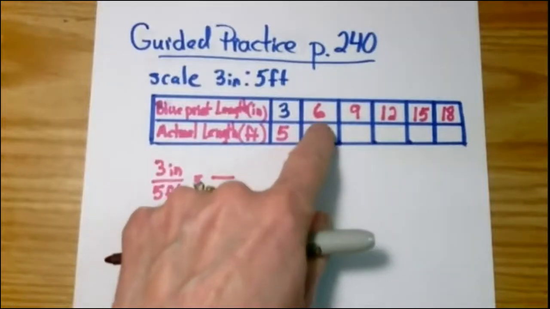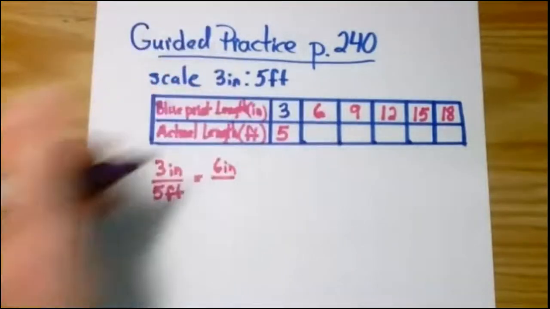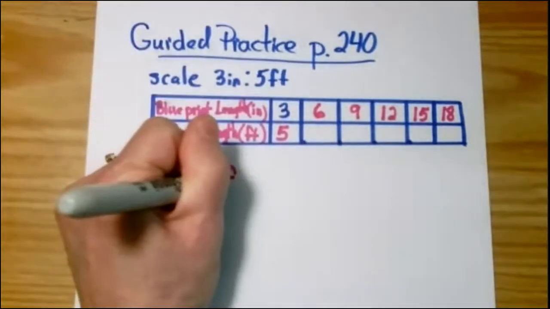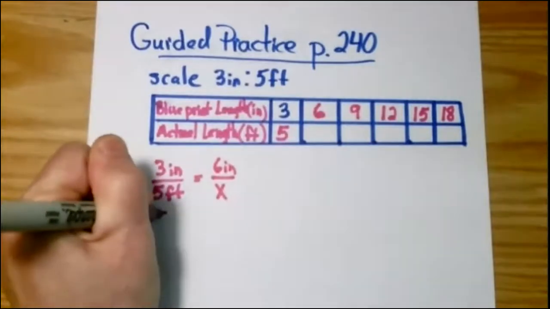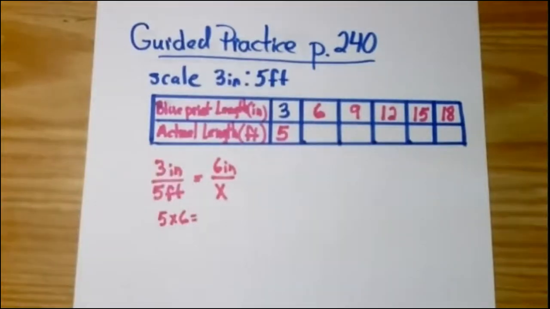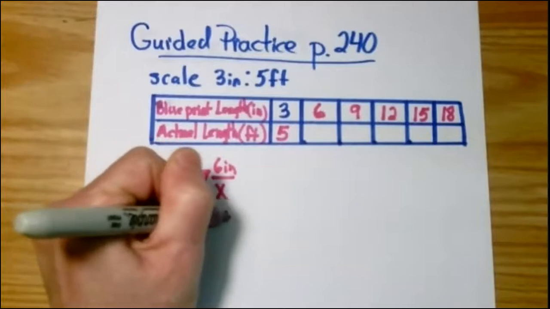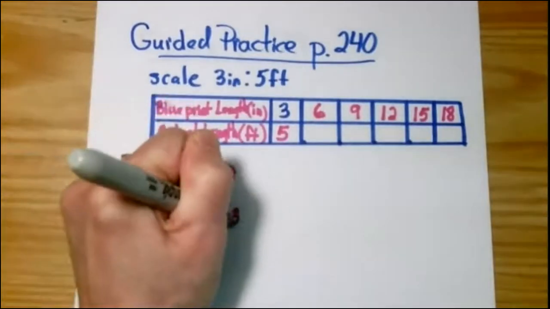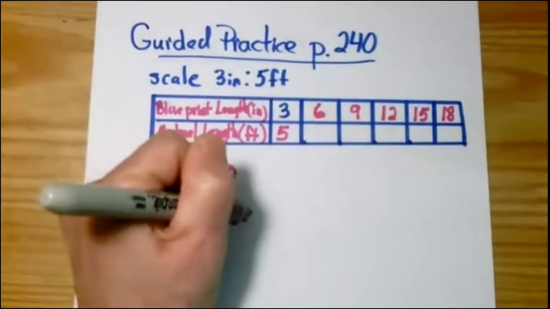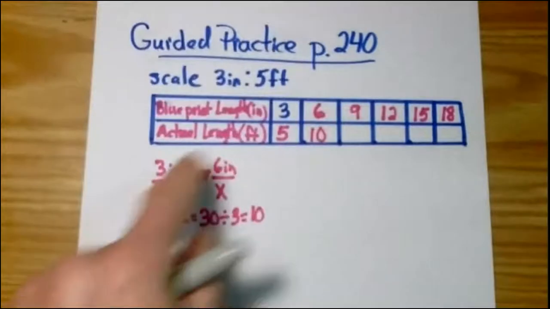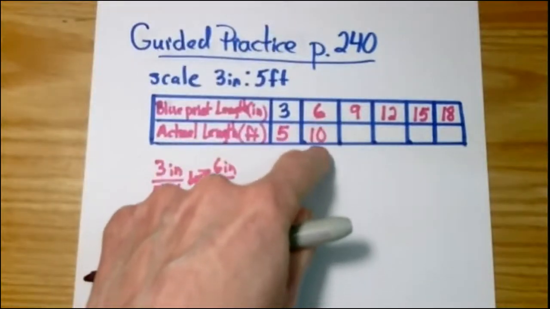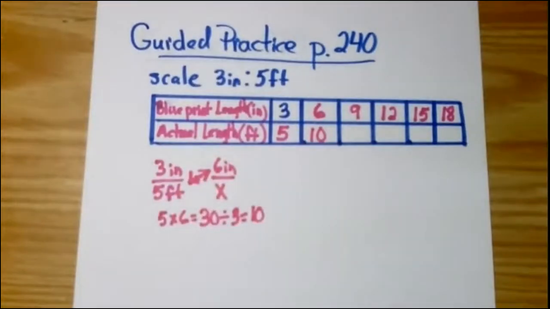We know that 6 inches goes here. The actual feet is our x. Okay, then we're going to cross multiply and divide. 5 times 6, these two, is 30, divided by 3, exactly 10. So that number goes here. So if the blueprint is 6 inches, the actual length of the wall or whatever it is, is 10 feet. So you can see where I'm going from here.